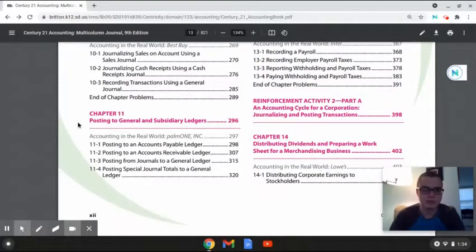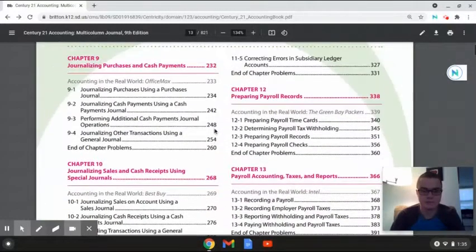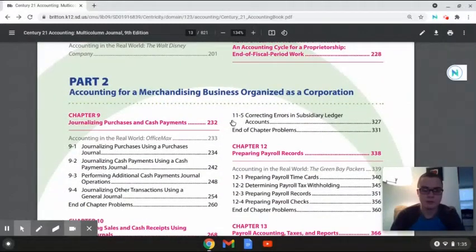Next, we'll be moving on to Chapter 11, where we'll be learning about how to post to general and subsidiary ledgers. Within this chapter, we will be learning about how to post to an accounts payable ledger, how to post to an accounts receivable ledger, how to post from journals to a general ledger, and how to post special journal totals to a general ledger. Also, we'll be learning about how to correct errors in subsidiary ledger accounts.